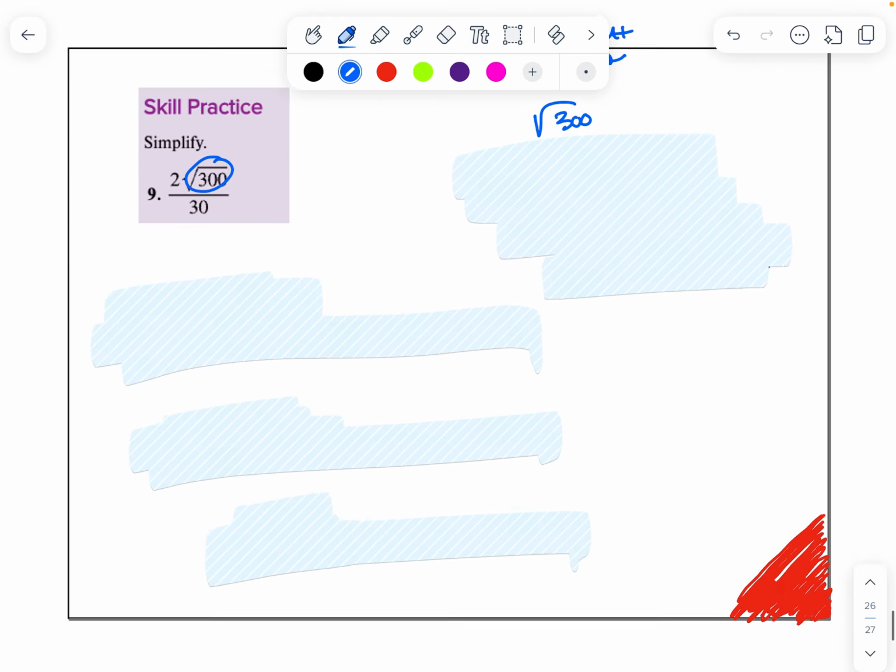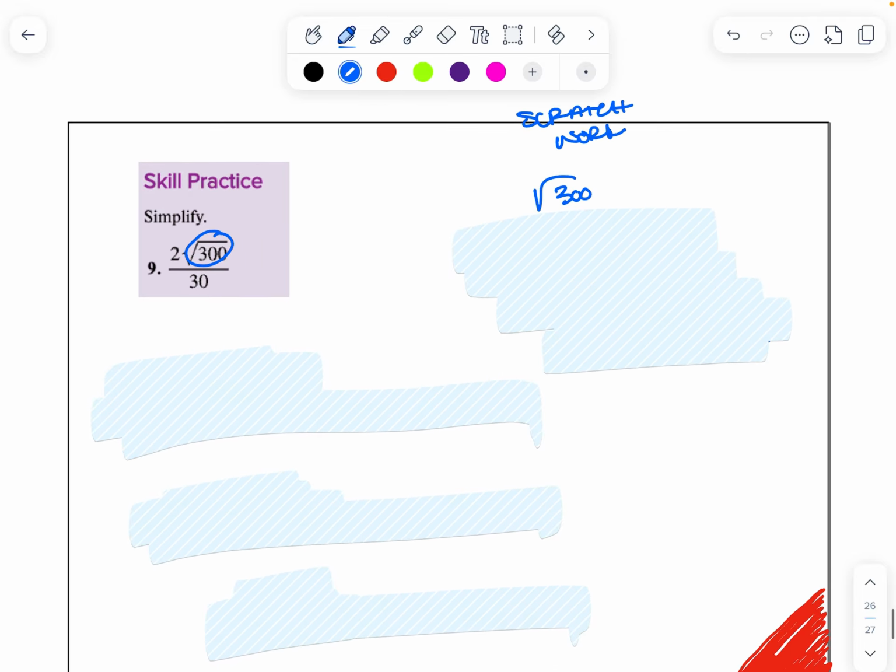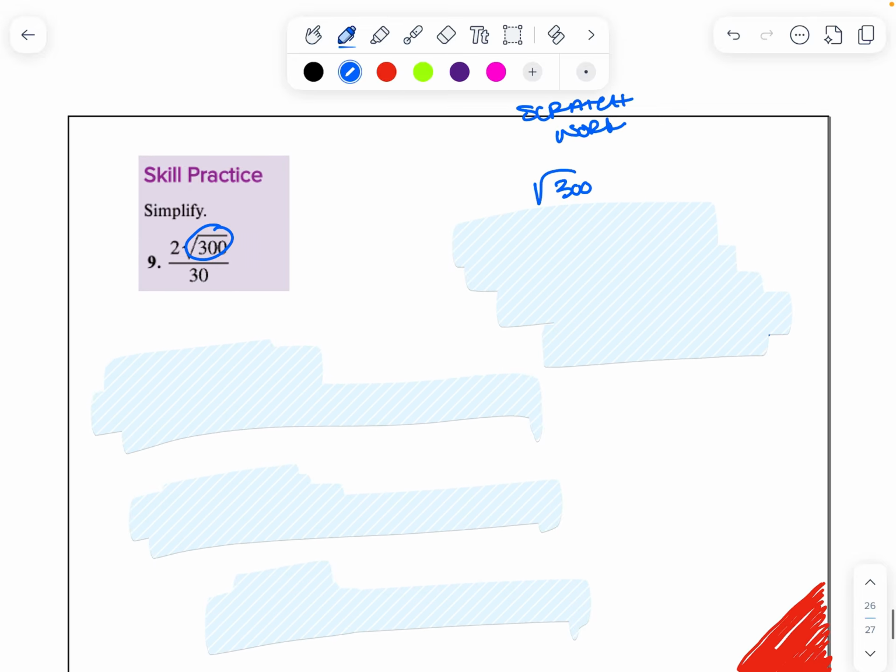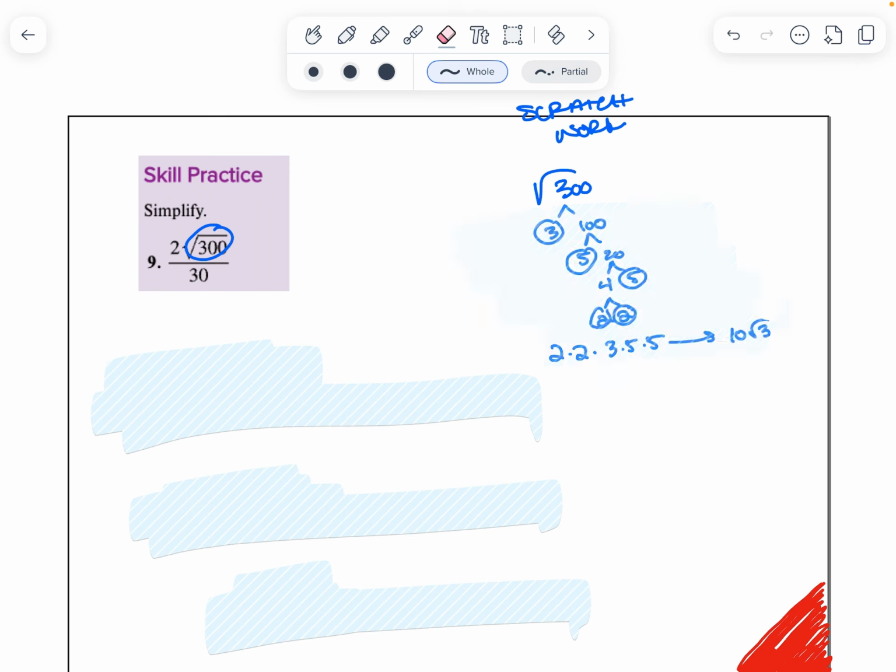One more example just like that. This is the last one. First, take the square root of 300 and break it down. 300 breaks into 3 and 100. 100 into 10 and 10. Each 10 into 5 and 2. So we should end up with, in all, a pair of 2s and a pair of 5s that go outside to make 10. And a 3 left over lonely inside.